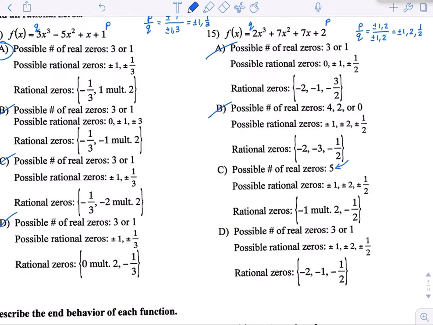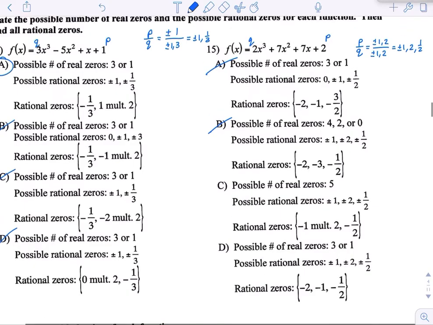So to find your possible number of real zeros, you look at the highest degree and you keep on subtracting by 2 until you get to negatives. So our highest degree is 3, which means we can have 3 possible zeros, or you keep on subtracting by 2. So 3 minus 2 is 1, and we're going to stop there because 1 minus 2 will give us negative 1. So this tells me our number of real zeros, 3 and 1. So that means it is D. Can't be that one.